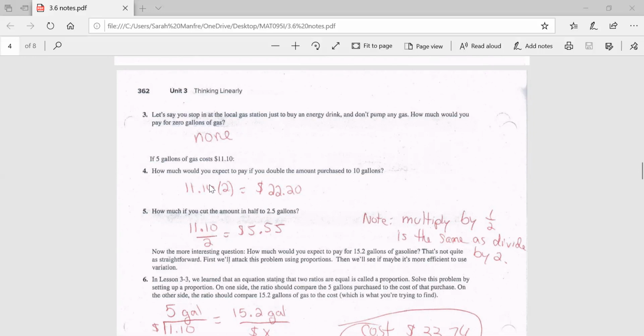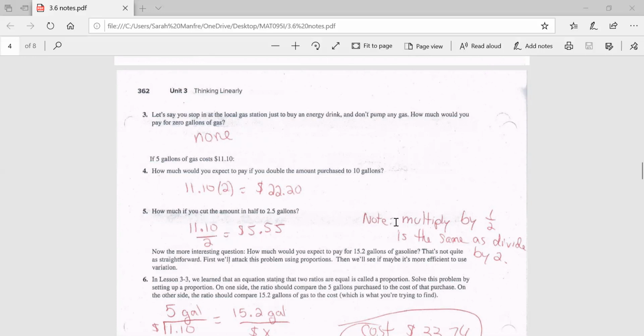Question 4. If 5 gallons of gas costs $11.10, how much would you pay if you double the amount purchased to 10 gallons? Well, if I want to double that, I'm going to double the $11.10. So $11.10 times 2. If you want 10 gallons of gas, you're going to pay $22.20. What if you wanted half of that and you only wanted 2.5 gallons? Well, then your cost is going to be cut in half. So $11.10 divided by 2 is equal to $5.55.